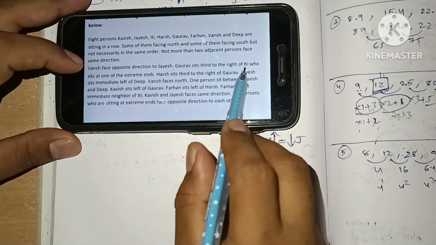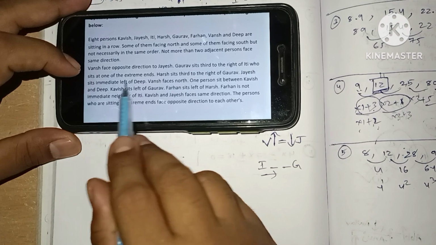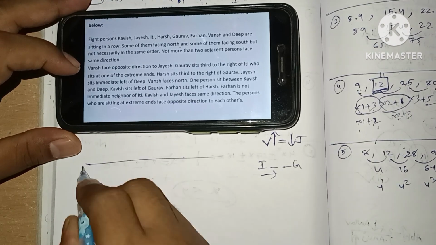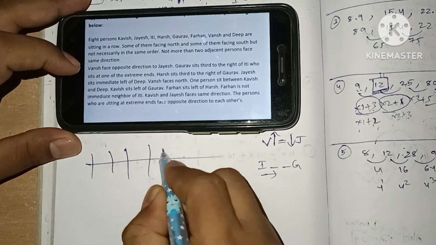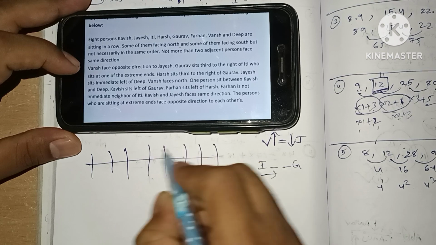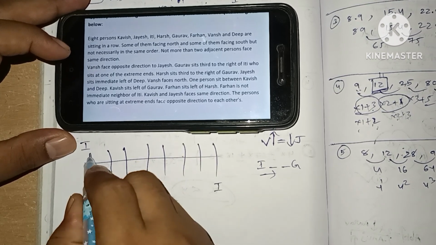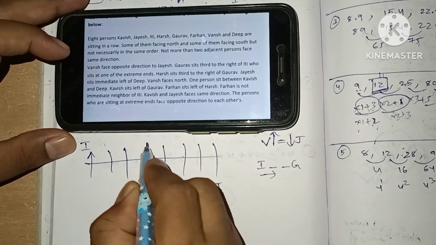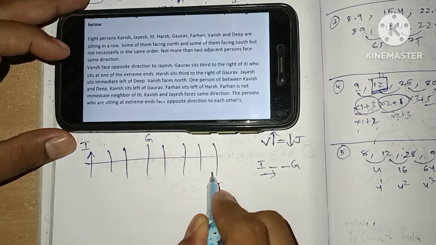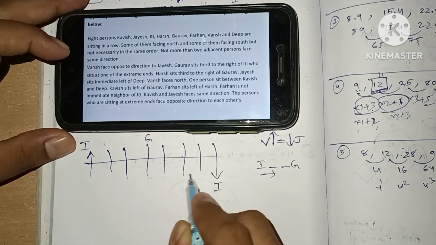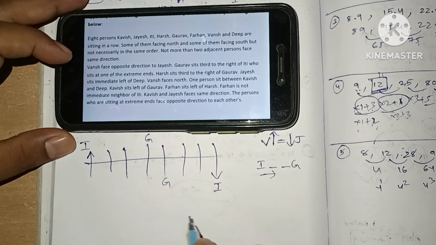Who represents the immediate one? ET. ET sits at one of the extreme ends. So we have 1, 2, 3, 4, 5, 6, 7, 8. Either we can place ET here or here. Right side of ET, 1, 2, third one is Gaurav. On this side, right one, 1, 2, third. This is Gaurav. Okay.